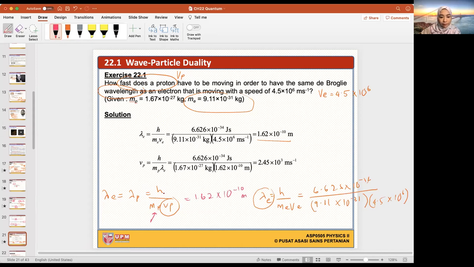You have your M, you know what is your H, you can solve for your Vp. Okay, so just substitute lah. Okay, so your answer will be around this guy. You have your H, 6.626 times 10 to the minus 34. You have your MP, it's this guy. Okay, so it's just substitution. I think for the first subtopic, it's quite easy.